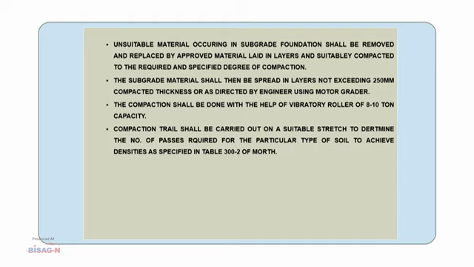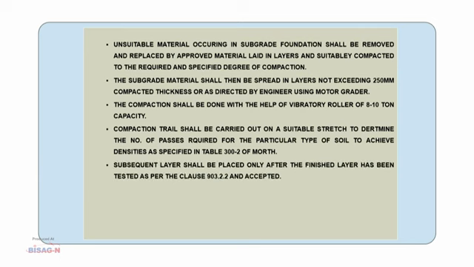Compaction trial shall be carried out on a suitable stretch to determine the number of passes required for the particular type of soil to achieve the density specified in Table 302 of MORTH. So, first we will make the trial to find how many passes are required to achieve the required density as per our specifications. After that, we will start the work.